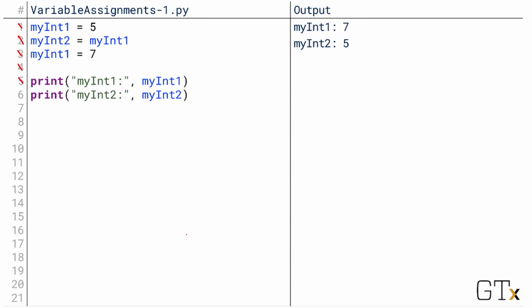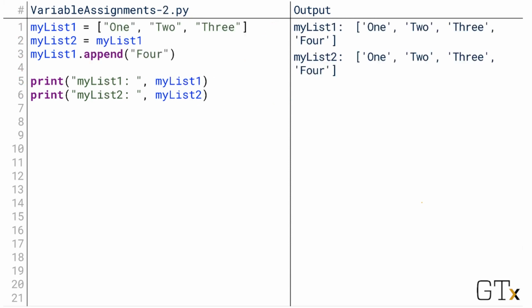On line 5, we print myInt1, and as expected, its value is 7. And on line 6, we print myInt2, and its value is 5. So myInt2 was set equal to the current value of myInt1. But if the value of myInt1 changed, myInt2 didn't change. What happens when we try that with a list, though?